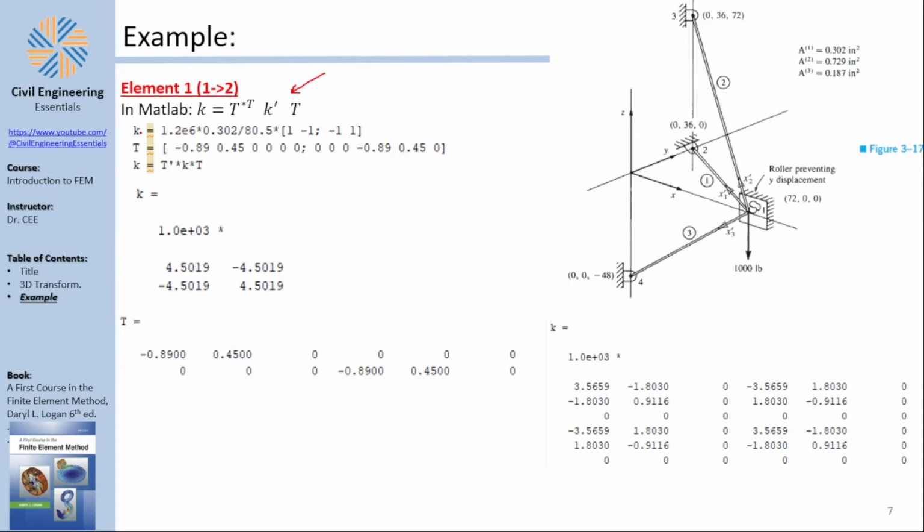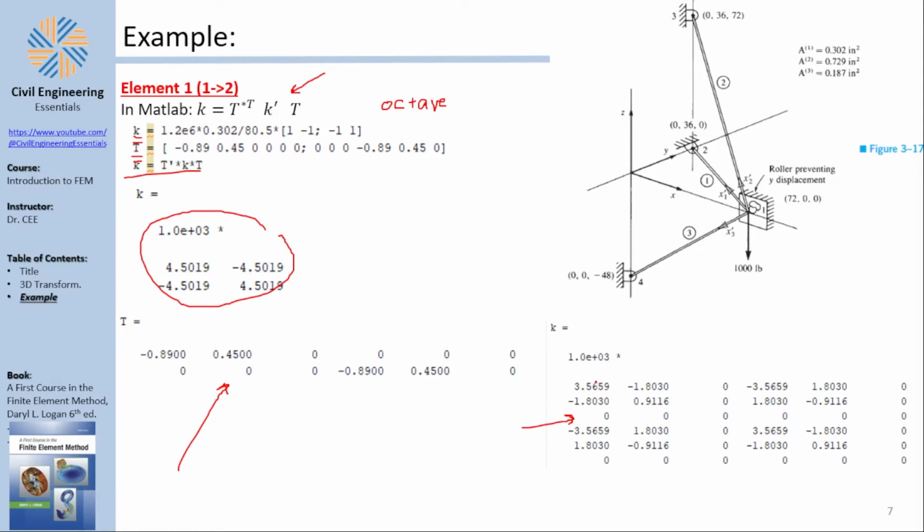I hope that you know MATLAB. Or there's also another program called Octave. Both of them are really good for numerical analysis. So I define my stiffness matrix, I define my transformation matrix, and I calculate, and I get this for the local stiffness matrix, this for the transformation matrix, and this for the element global stiffness matrix.